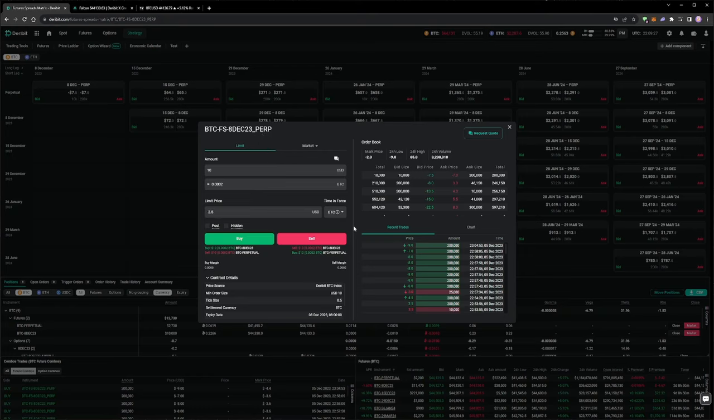As the 8th of December is currently trading slightly lower than the perpetual, the current price of this spread is actually negative. In order to move a long position from the perpetual to the 8th of December, we want to sell the perpetual and buy the 8th of December. We can see this combination listed under the Buy button.